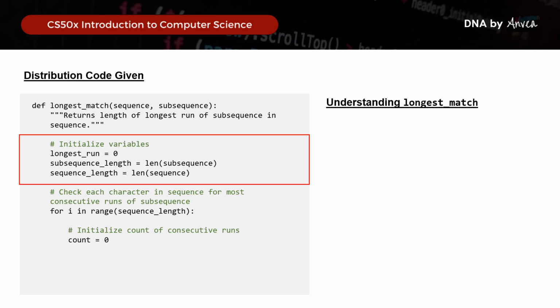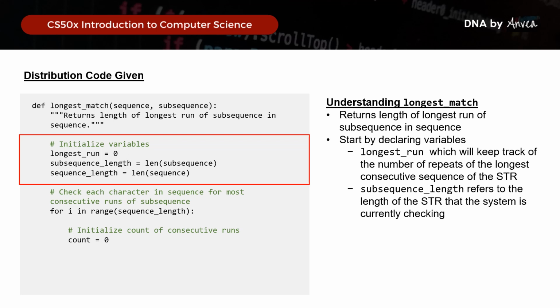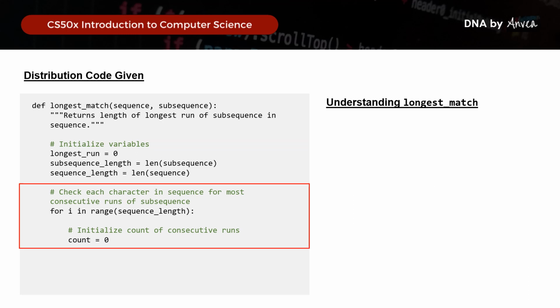We'll first start by declaring some variables that we will need to refer to. longest_run will keep track of the number of repeats of the longest consecutive sequence of the STR. subsequence_length refers to the length of the STR that the system is currently checking, and sequence_length refers to the entire length of the DNA sequence that we are checking through. So let's start first, where we'll iterate through the DNA sequence using for i in range(sequence_length). So we'll iterate through the entire length of the DNA sample that we are given. And we'll use count to track the consecutive runs of a subsequence that we're currently looking at.